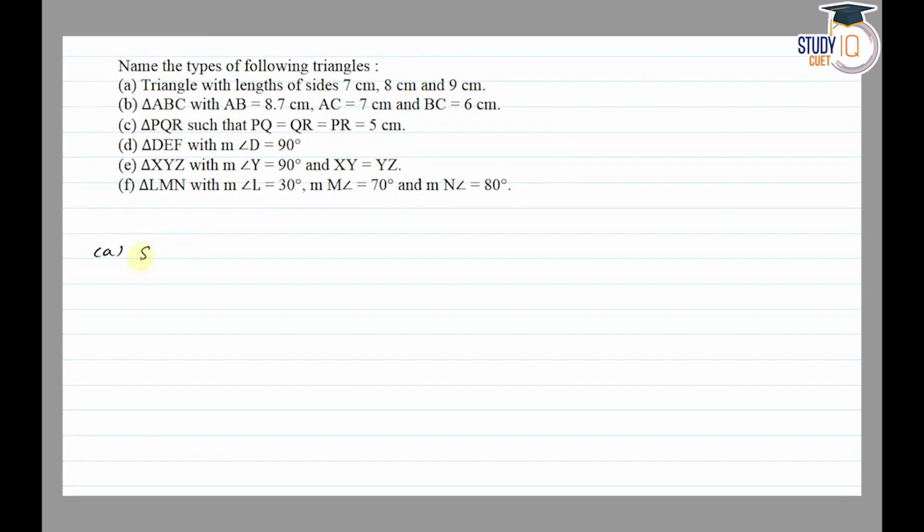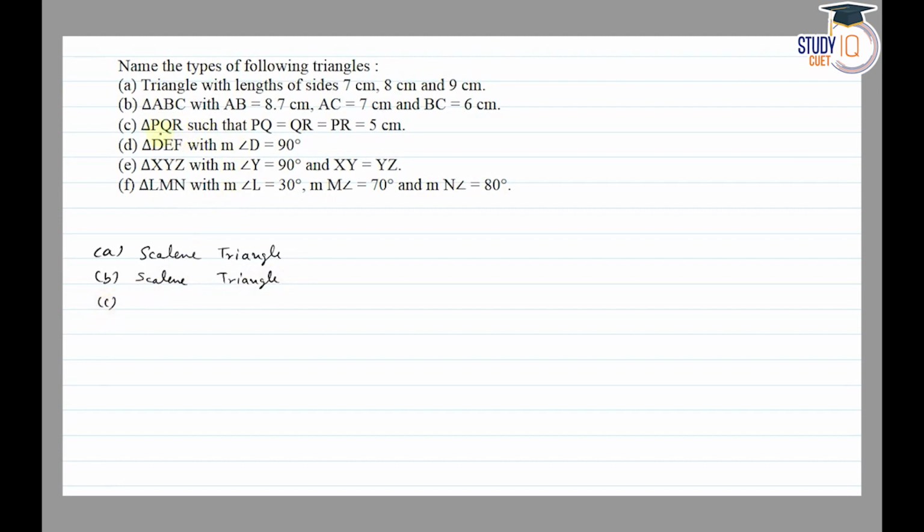So it will be a scalene triangle. Part B is triangle ABC with sides AB 8.7, AC 7 centimeters and BC 6 centimeters. All sides are again different. So it will be a scalene triangle.